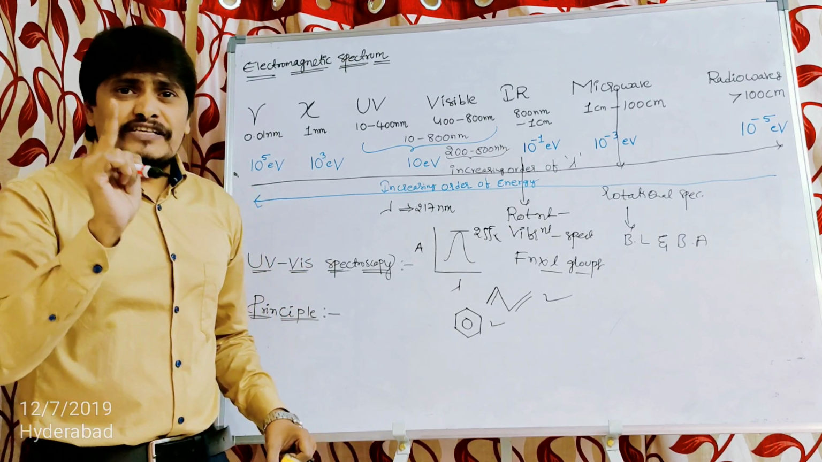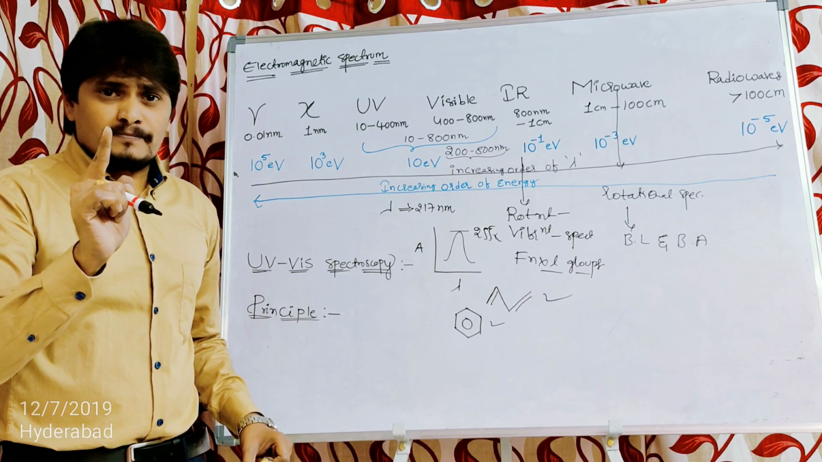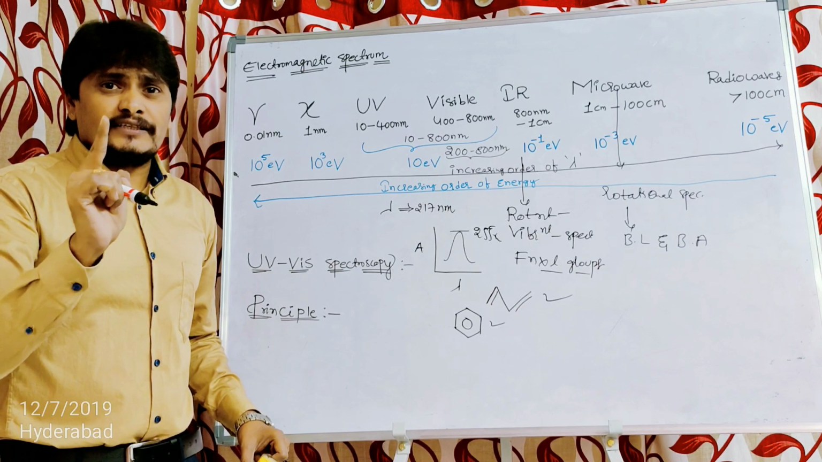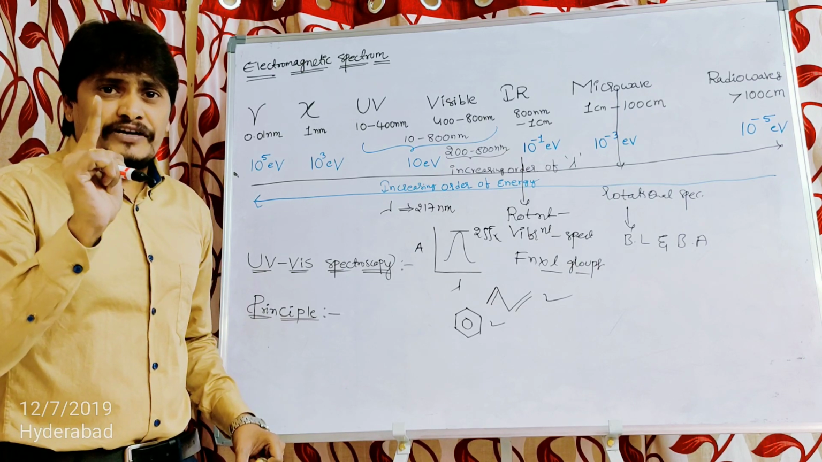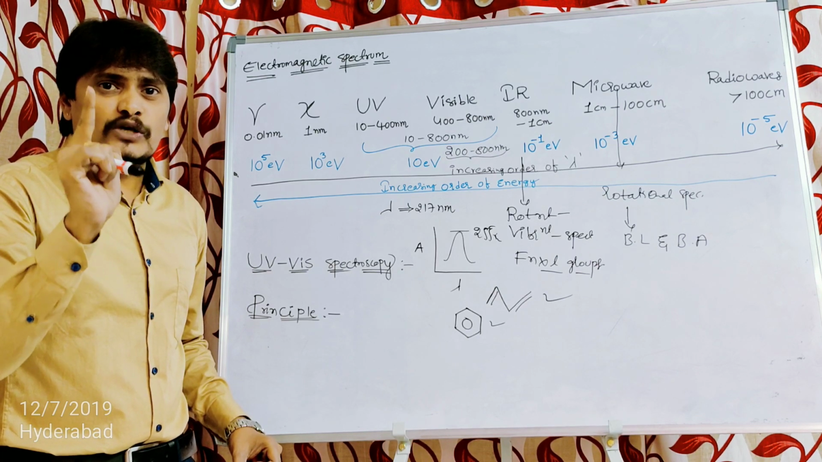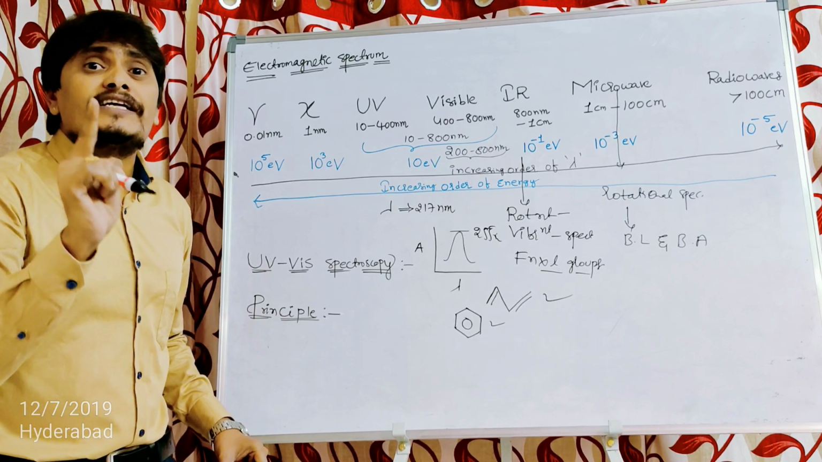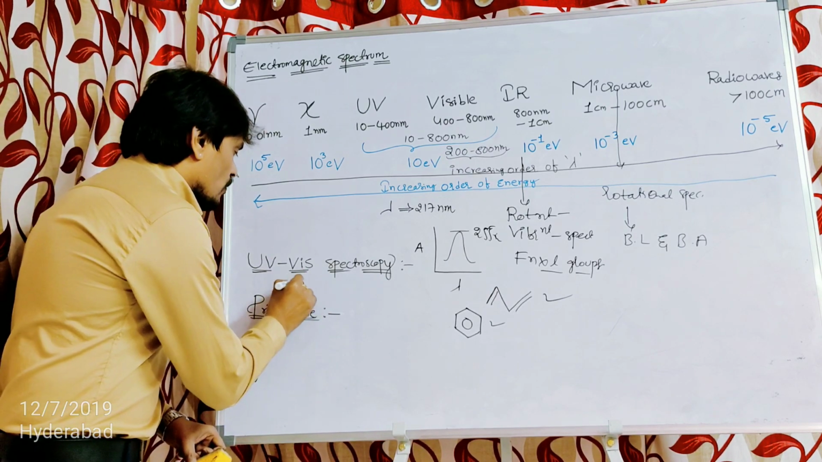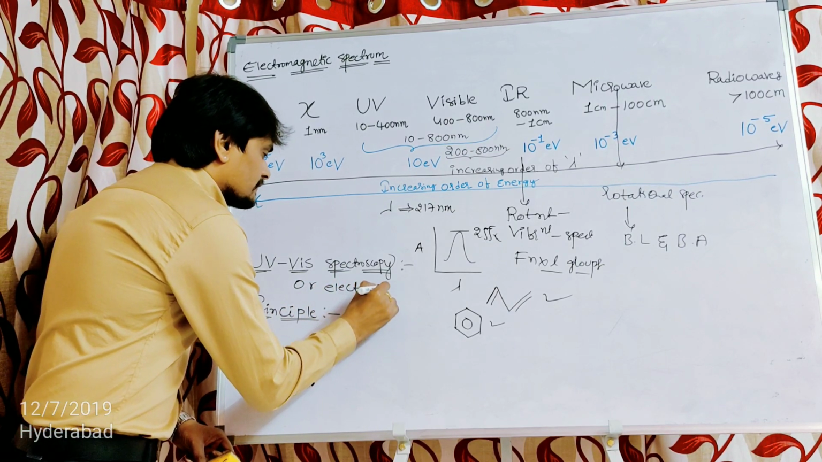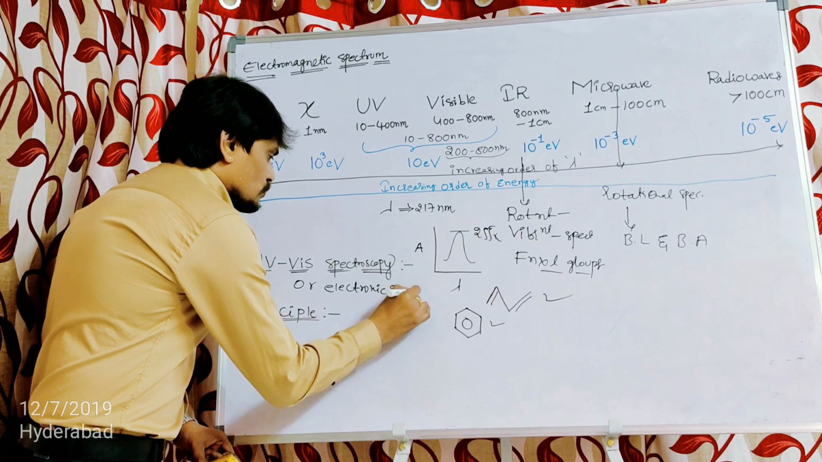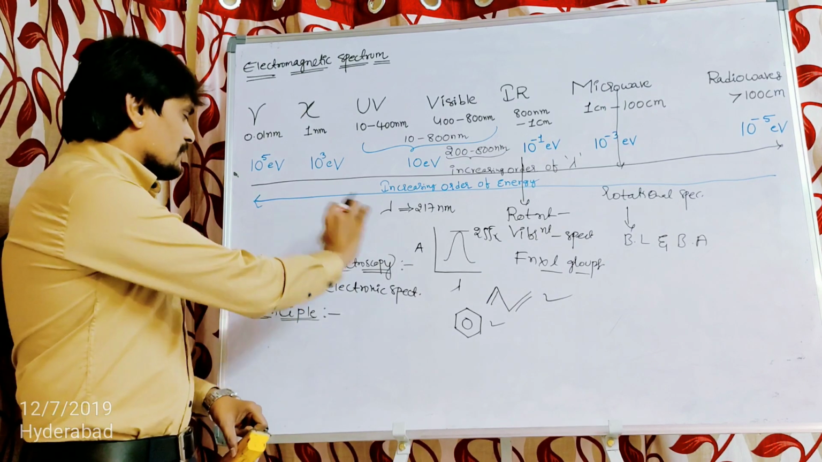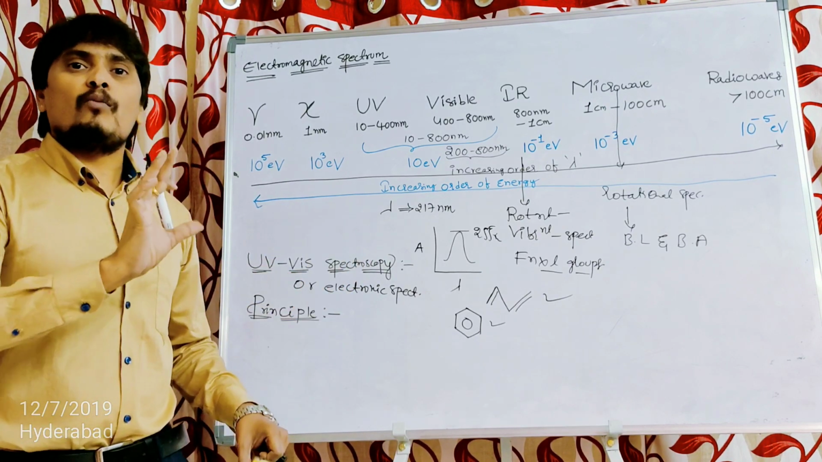So during UV visible spectroscopy, what is happening, students? The transition of electrons is taking place. So since transition of electrons is taking place, UV visible spectroscopy is also called electronic spectroscopy. So UV visible spectroscopy or electronic spectroscopy, both are one and the same.